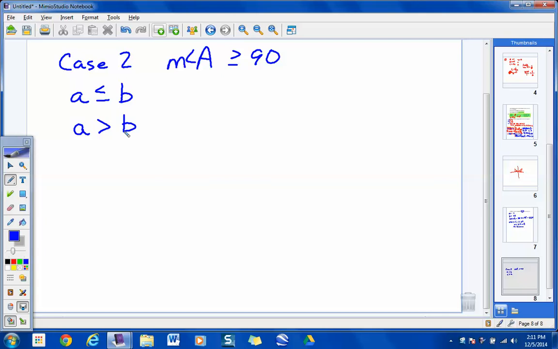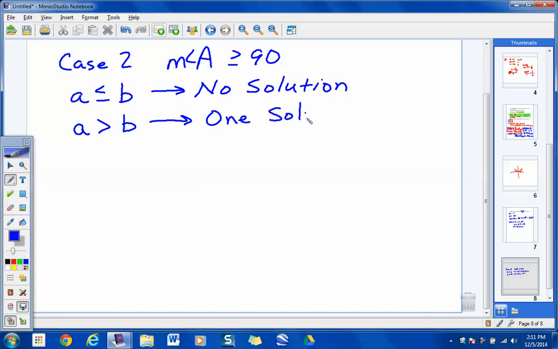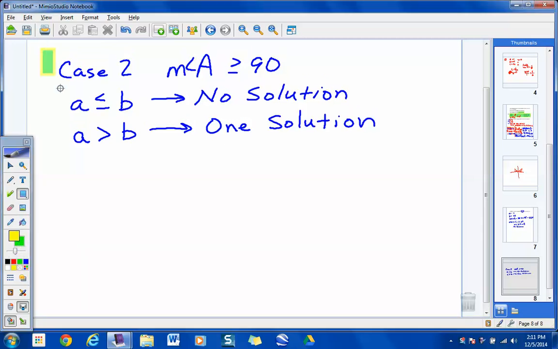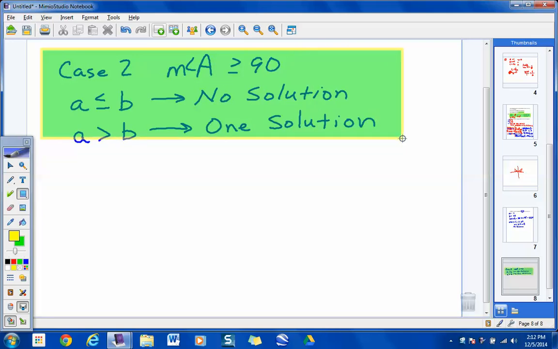This was a pretty easy one, okay? If this is true right up here, then no solution. And if this is true, then there will be one solution. So this is going to be the part that I want you to highlight again or refer to. Make sure you've got it. Let's see. So this again, this stuff right here, really important stuff. Highlight it, do what you need to do, but make sure you can refer to it somewhere.